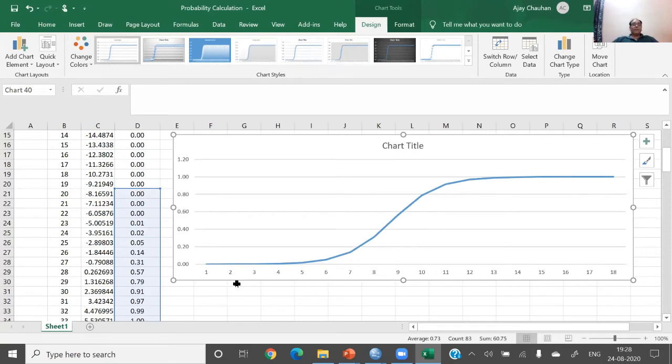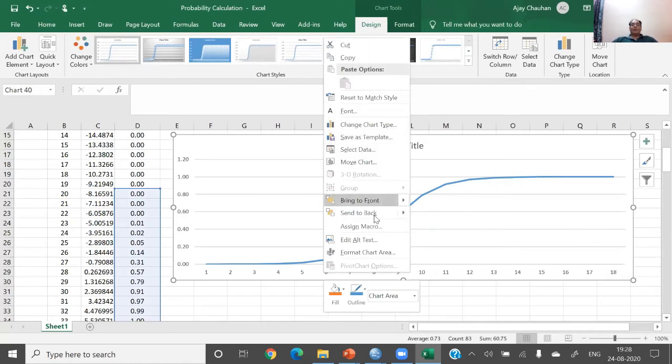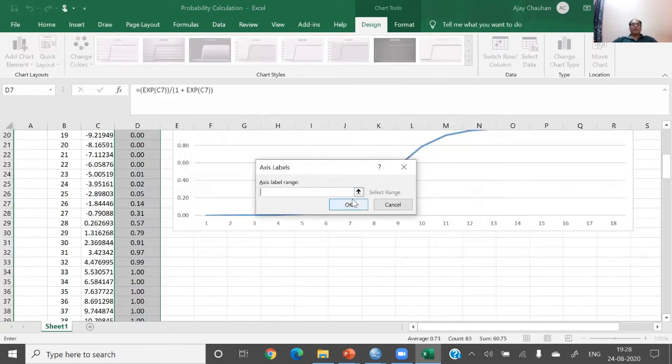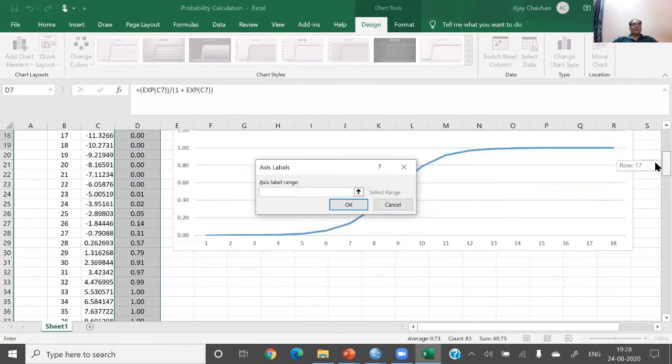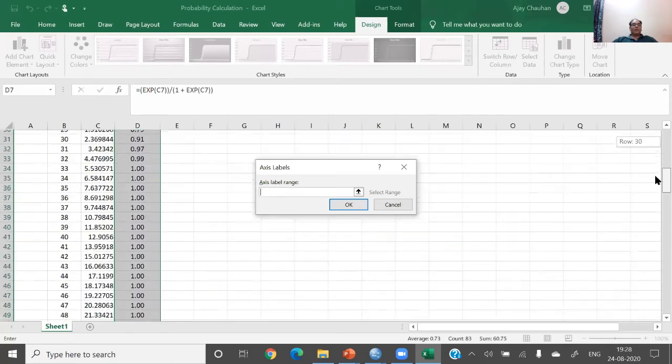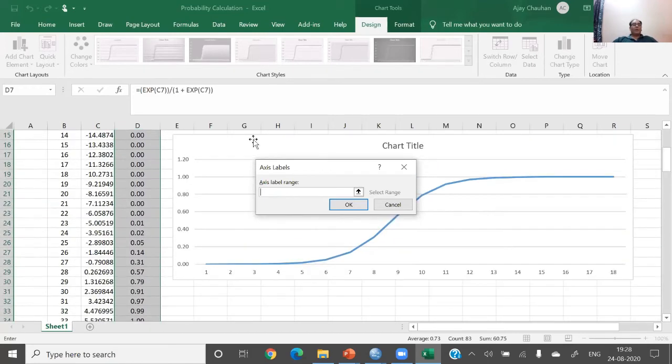This value also we can change, and we are having a function: select data and edit. So I want to select a range. We have to see from where to where it was, 20. So from 20 and up to this level.